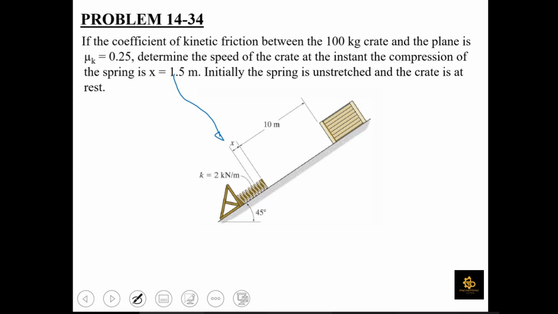So you need to perform the analysis on this crate. This is going to be position 1 from where this crate is being released from rest. This crate is going to move down this incline and strike this spring. You need to find out that once this crate has compressed this spring to a distance of x equal to 1.5 meters, what is going to be the velocity of this crate? I hope that the question is clear to all of you.